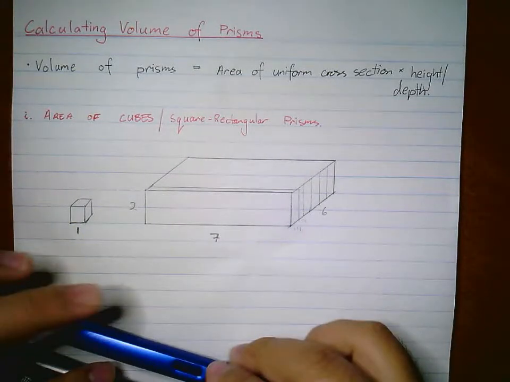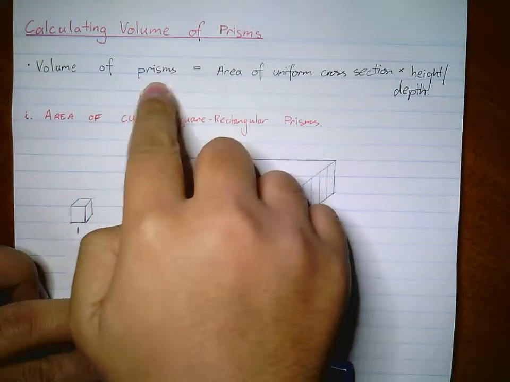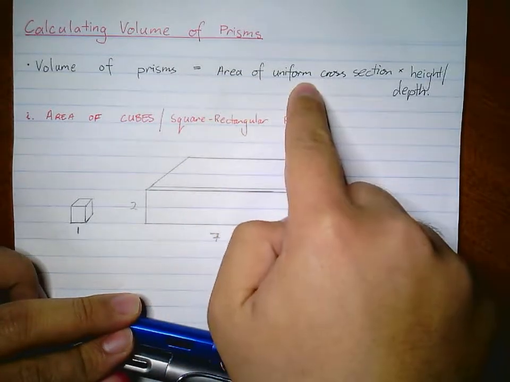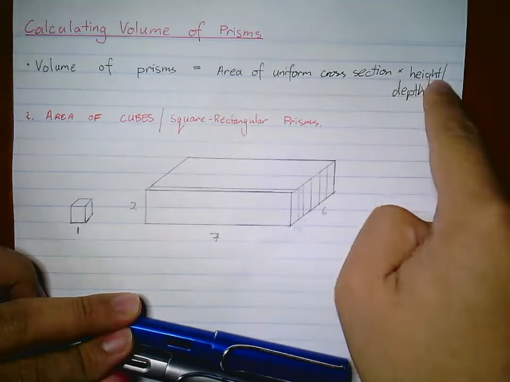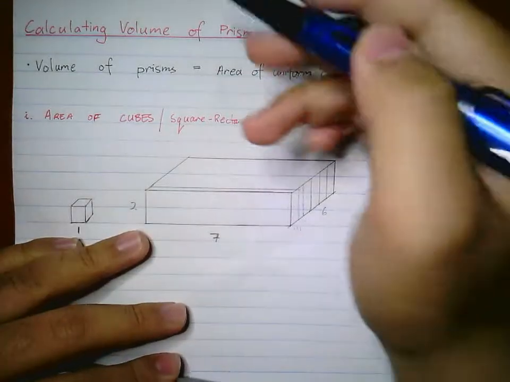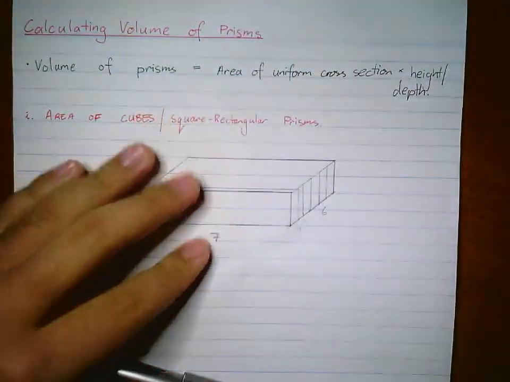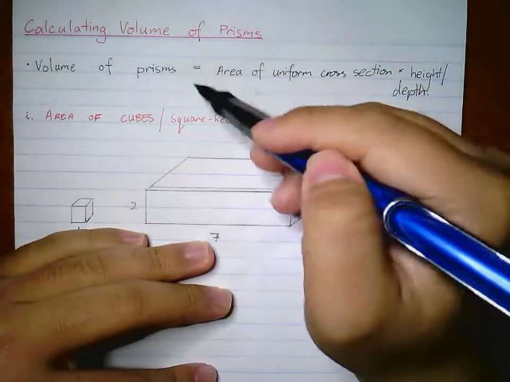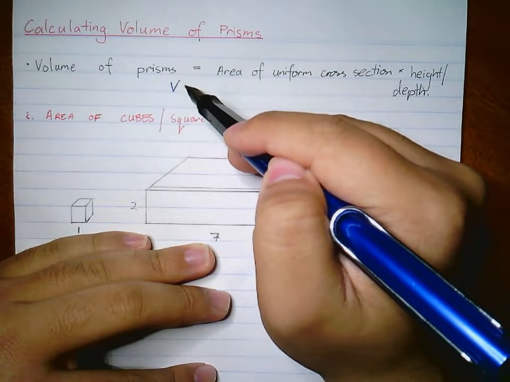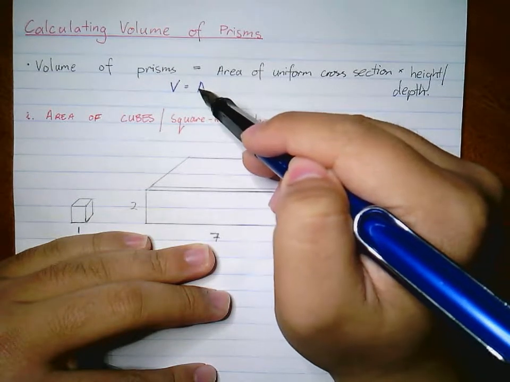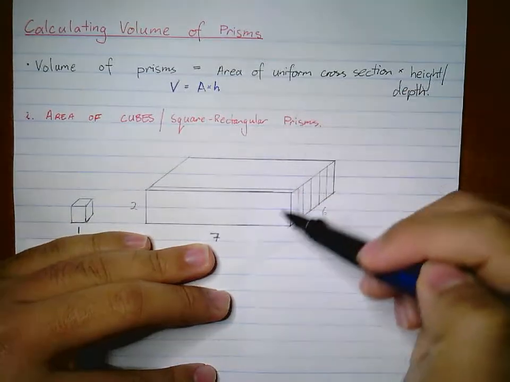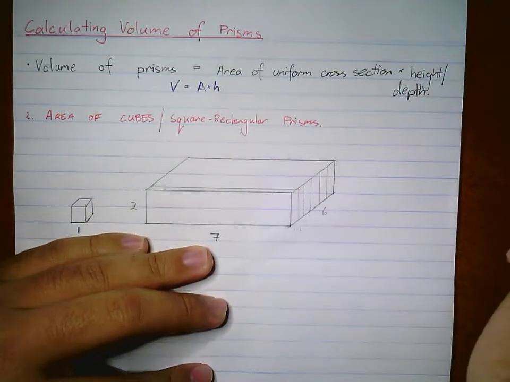In this video we'll look at why the volume of prisms is equal to the area of uniform cross-section multiplied by its height or its depth. You'll see by the end of this video that the formula that we use for all volumes of prisms is V for volume is equal to capital A for area times H for the height or the depth.